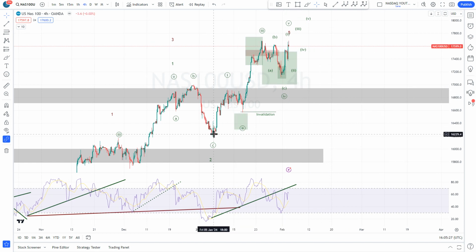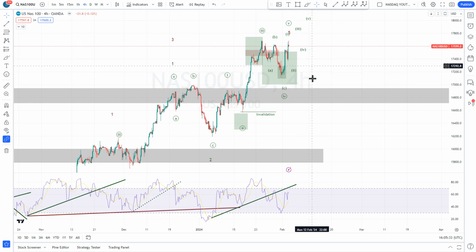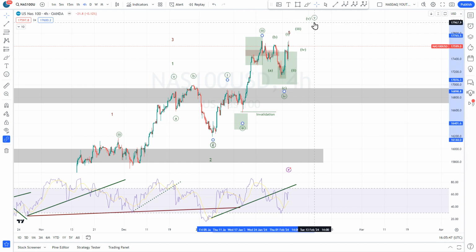However, we have a complete structure right here, so some kind of pullback, be it as a wave 4 or be it as a wave 2, is possible. It is important to hold the low right here, and at the same time we might still see a bit more upside, for instance by ending this wave 5 here as an ending diagonal, and this was only the wave 1, and then we should still get a 2, 3, 4, 5. Okay, that's it for now.